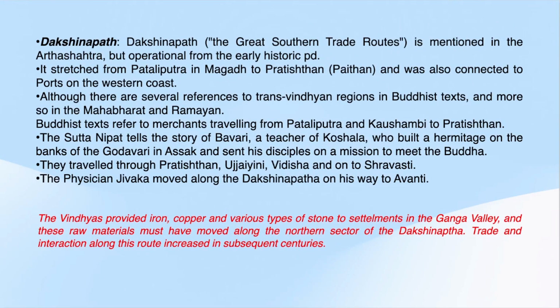The Dakshin Path is also mentioned in the Arthashastra, and was operational from the early historic period. It stretched from Patliputra in Magadh to Paithan, and was also connected to ports on the western coast.